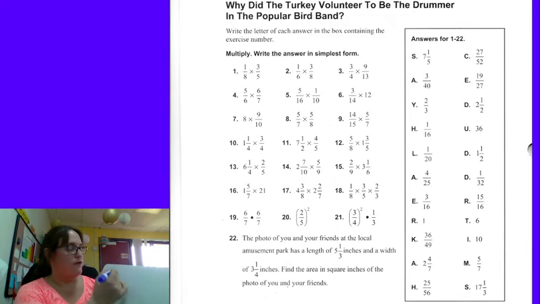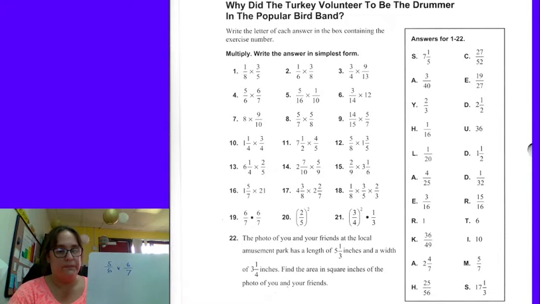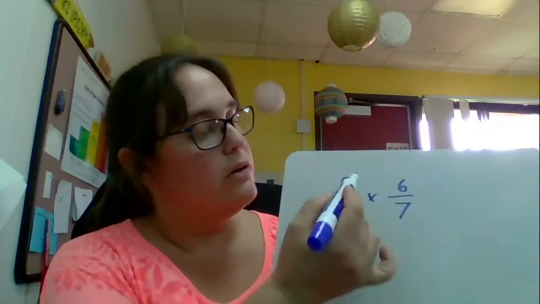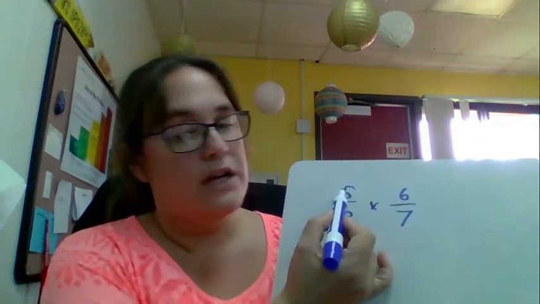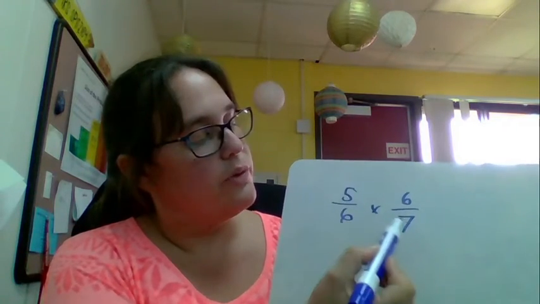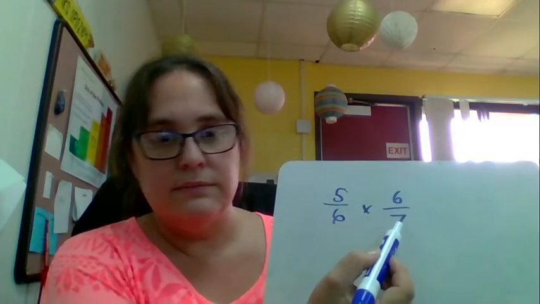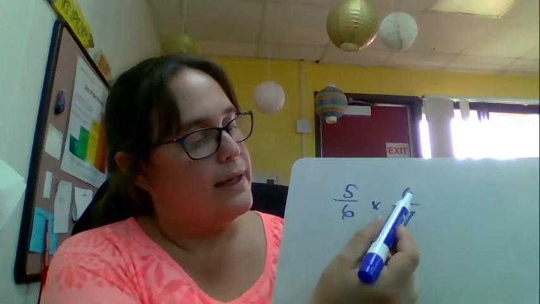Okay. Number 4, you've got 5/6 times 6/7. Again, you're going to look across from each other to see if there's any reducing you can do. If you follow your 5 across on the chart, will you ever run into 7? No. Oh, I see these are the same.